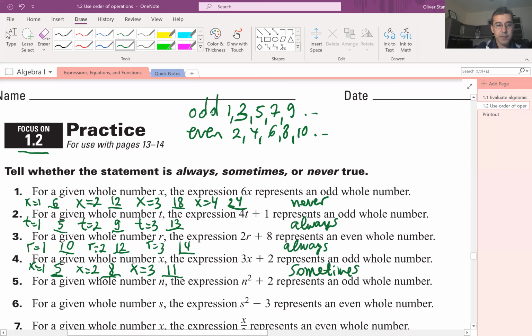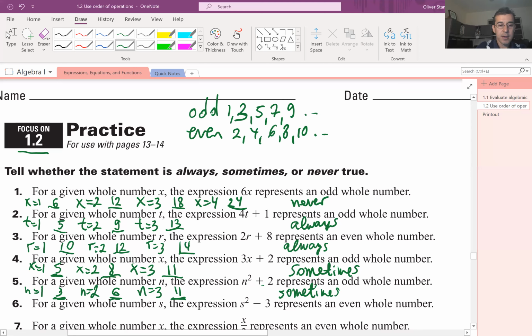Okay. Then number 5, for a given whole number n, the expression n squared plus 2 represents an odd whole number. So let's try n equals 1. n squared is 1 times 1 is 1, plus 2 is 3. If n is 2, 2 squared is 2 times 2, which is 4, plus 2 is 6, right? If n is 3, 3 squared is 9, 3 times 3 is 9, plus 2 is 11, okay, and so forth. So sometimes we get odd numbers, but sometimes we get even numbers. So it represents an odd number. This is sometimes.